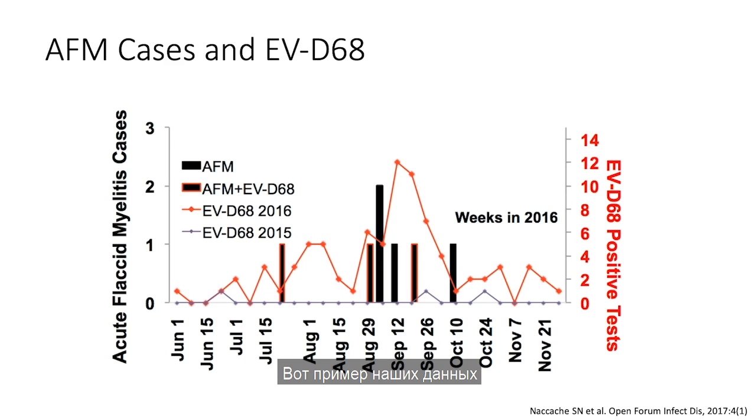This is an example of our data from 2016. The red was the prevalence of EVD68 using the TREND software, and the black bars were the cases of AFM that we have identified in 2016. So we definitely saw an association between the AFM cases with the EVD68 that was monitored using the TREND software.